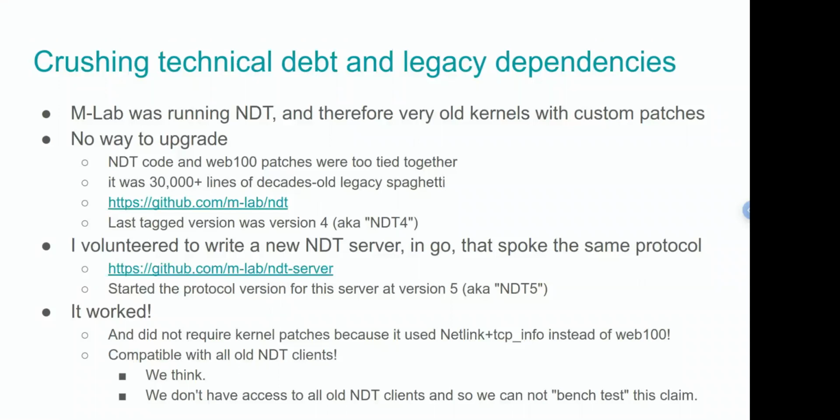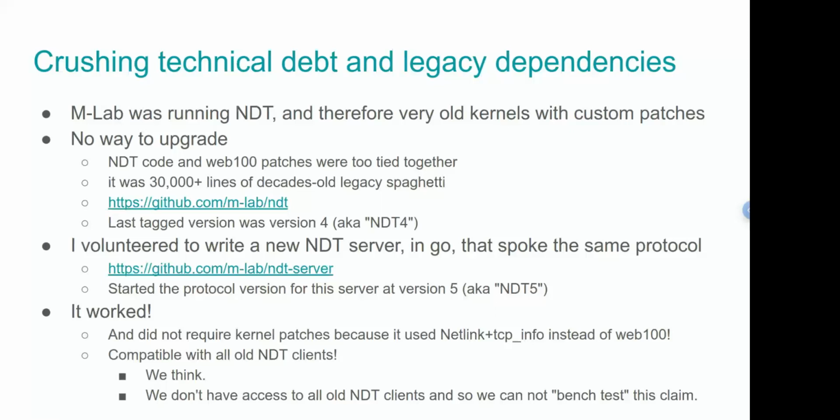It worked, and it did not require kernel patches because instead of Web100, it used Netlink and TCP Info to get the data about the TCP streams. It still gets kernel-instrumented data, but in the time since Web100 came out, we've gotten a standard way of getting the in-kernel structs about the counters and other data associated with the flow. It's compatible with all the old NDT clients, we think. We don't have access to all the old NDT clients, so we can't bench test this claim, which I feel bad about, but it seems to work. We deployed it and our test volume did not go down.